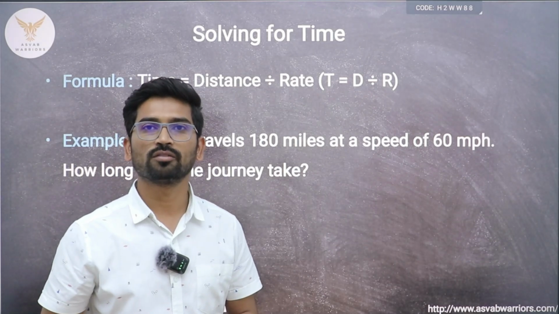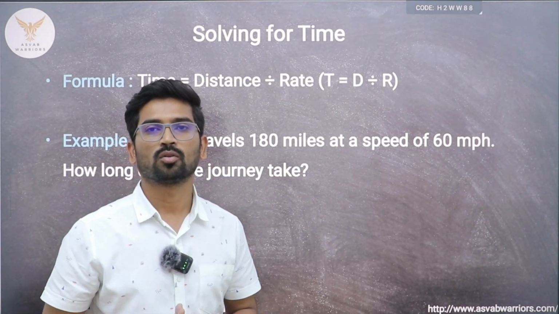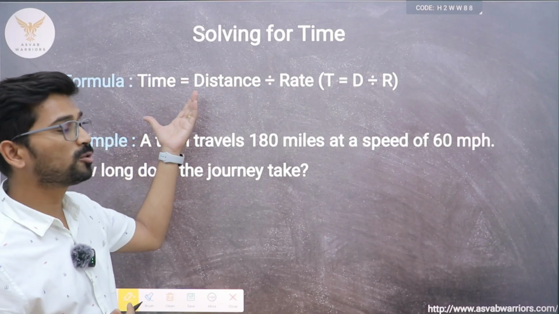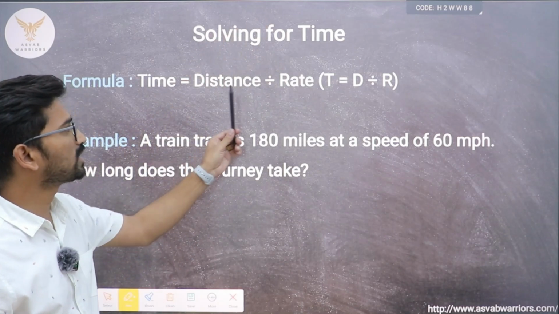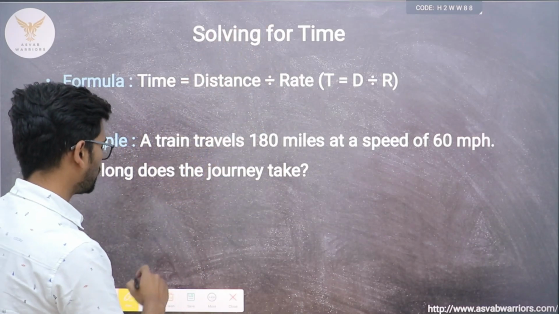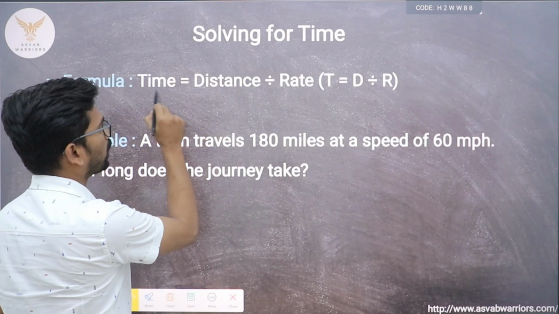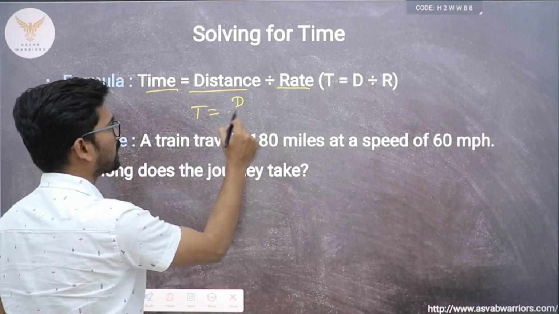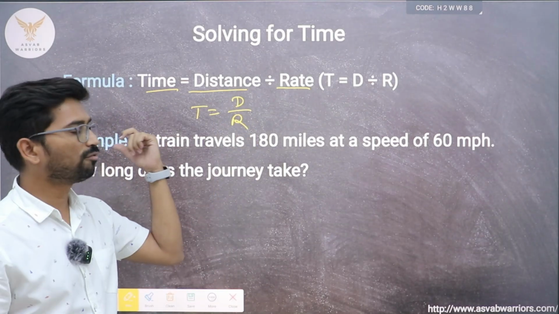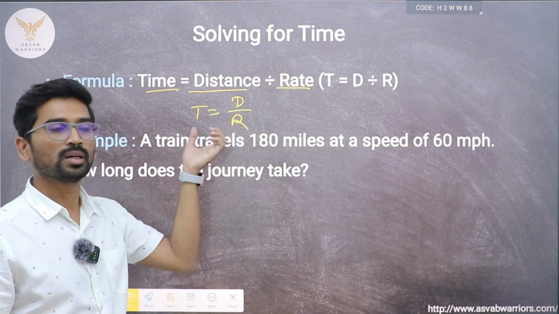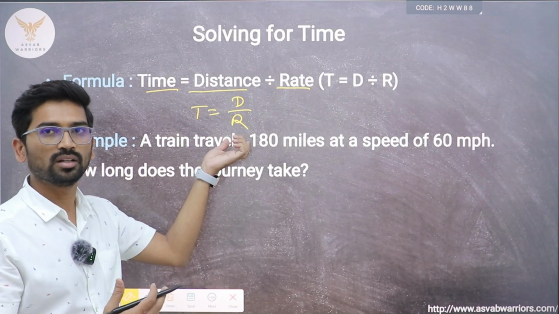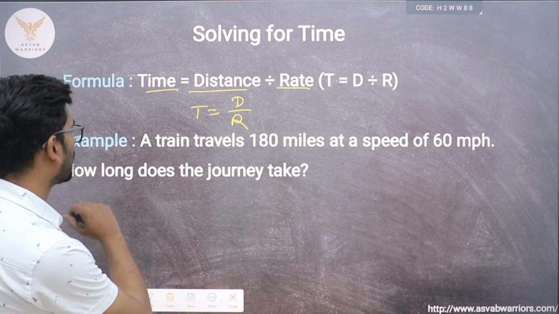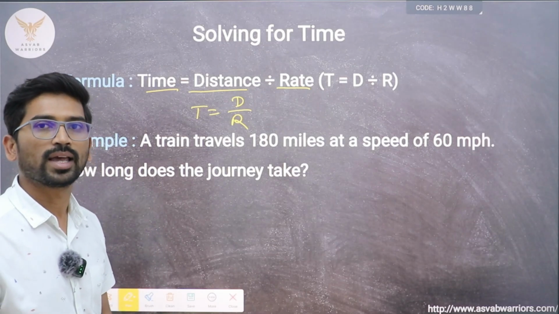Okay, we were solving for rate when the distance and time are given. Now here we will be solving for time when the distance and rate are given. When the distance and rate are given, we know that the formula for time is distance divided by rate. Time equals distance divided by rate. If we divide the entire distance covered by the rate or the speed, we will get the time taken to cover this distance. Now we will understand this with a small example.